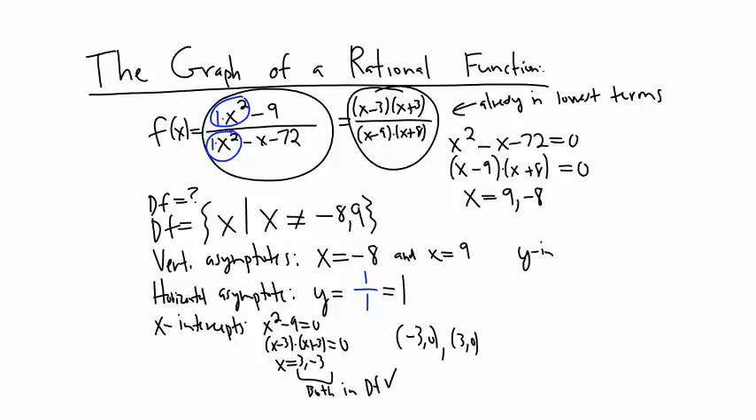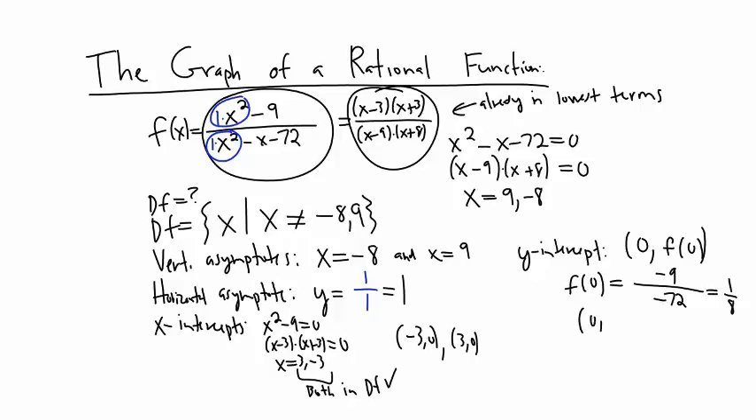How about a y-intercept? The y-intercept would be the point 0, comma f of 0, which exists as long as 0 is in the domain, which it is. So to find the y-coordinate f of 0, plug 0 into the formula, and we get out minus 9 over minus 72, which is the fraction 1/8. So the y-intercept is 0, comma 1/8.